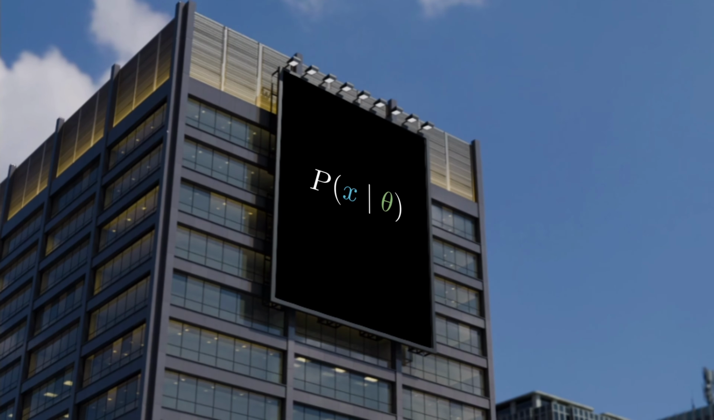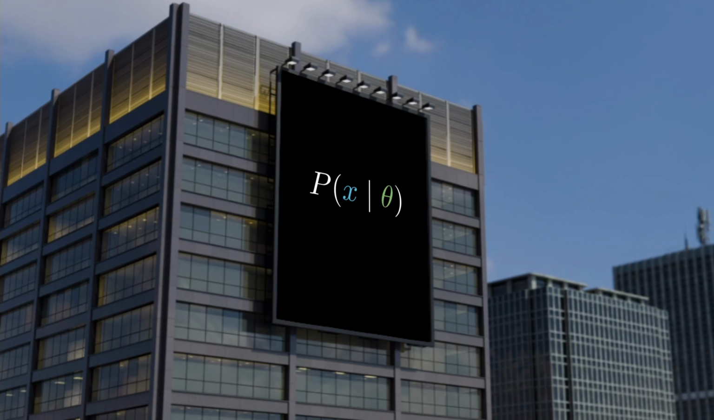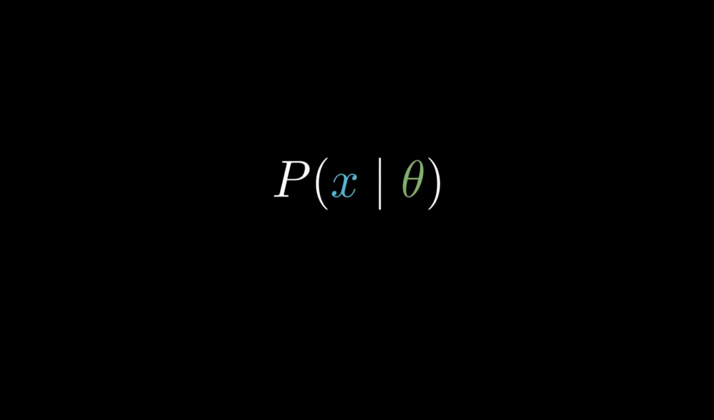Here's a formula that means two completely different things. P of x given theta. If you fix theta and let x vary, you're asking about probability. How likely is this x, given a known model?